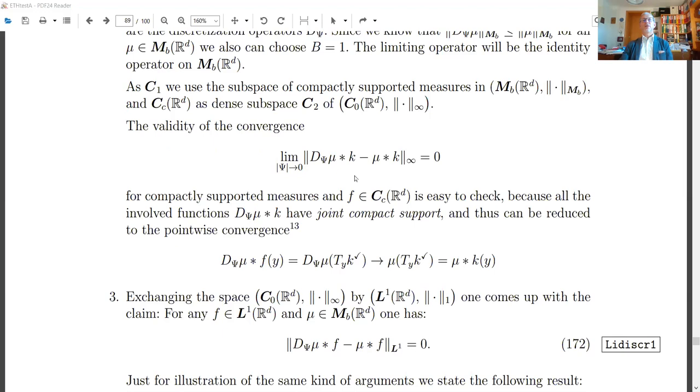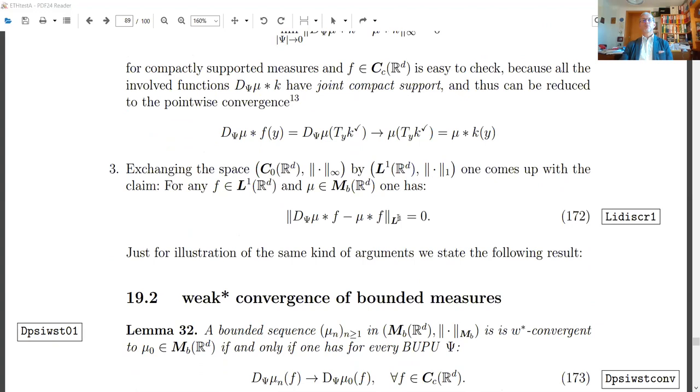Now, this was the situation with the sup norm, and a very similar situation happens with the L1 norm. Again, take C_c now as a dense subspace of L1, and you have the same argumentation, except for the same key result, actually, which is used, but just using it for this. So this is something where you have a good thing.